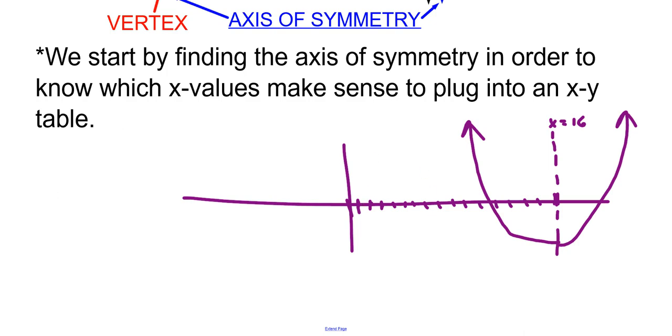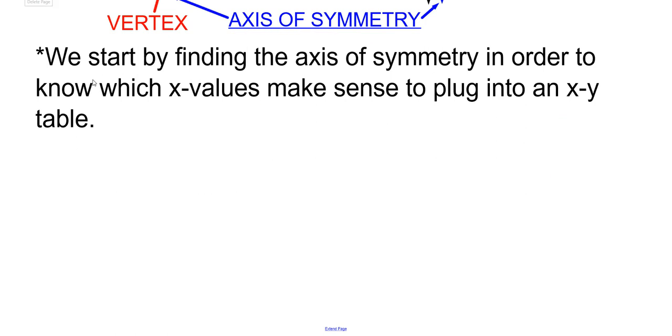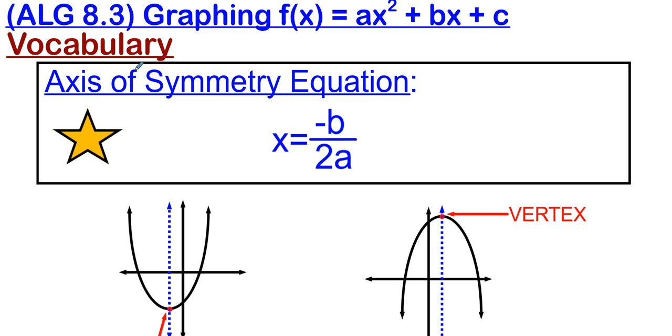You're going to get out some massive number, and it's not going to help you find what this graph really looks like. So if I know that my axis of symmetry is at x equals 16, then it would make sense to plug in x equals 17 or 15 or 18 or 14, and then it's much easier to see what that parabola starts to look like. So we find the axis of symmetry first to know the middle of that parabola, and then we plug in x coordinates around that axis of symmetry value. So again, please memorize this equation, x equals negative b over 2a. That is the axis of symmetry equation.